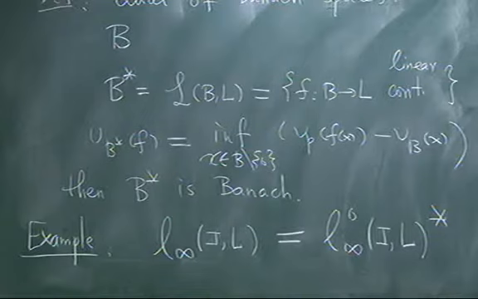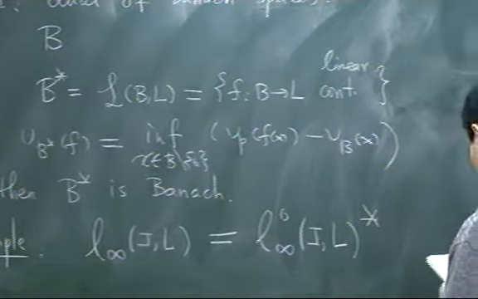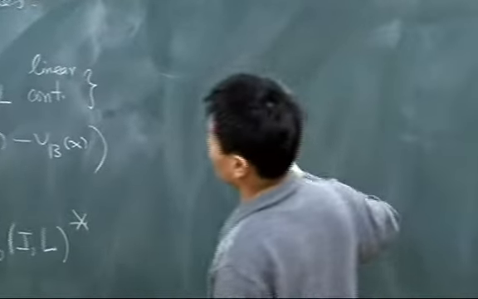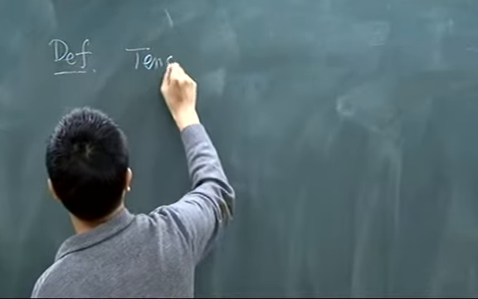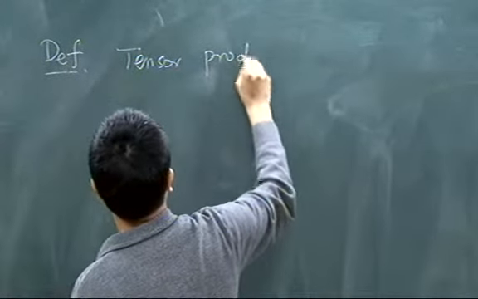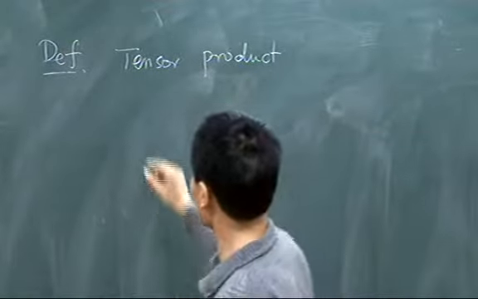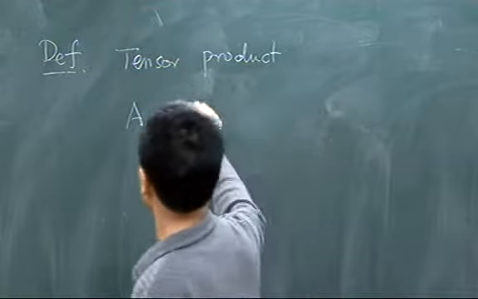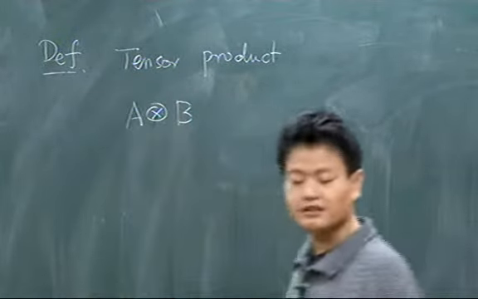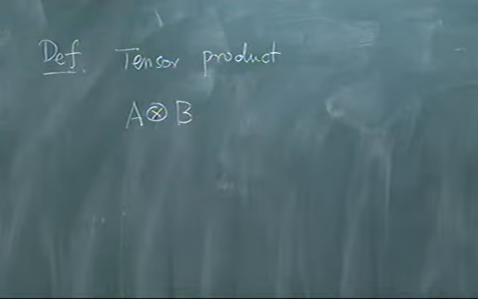So this is about duals. The last thing we want to talk about is the tensor product. If we have two algebras, or two modules, we can define the algebraic tensor product like this. But here we are talking about Banach spaces, and a Banach space is always complete.